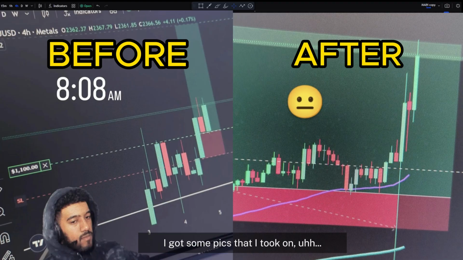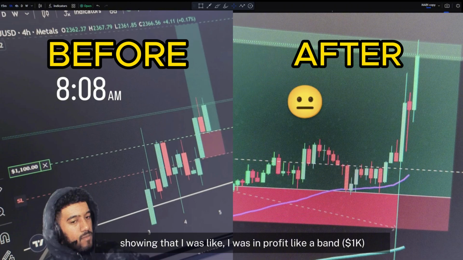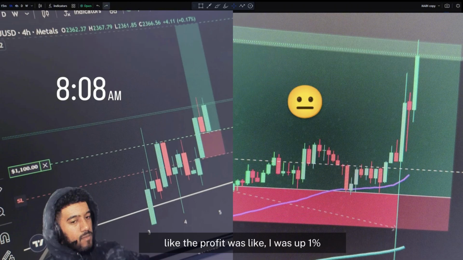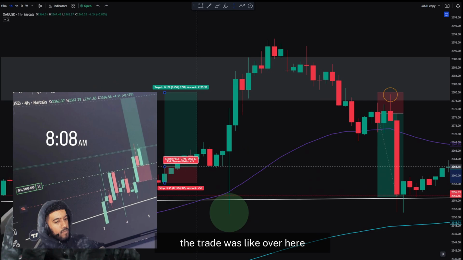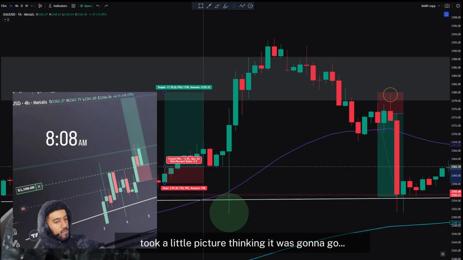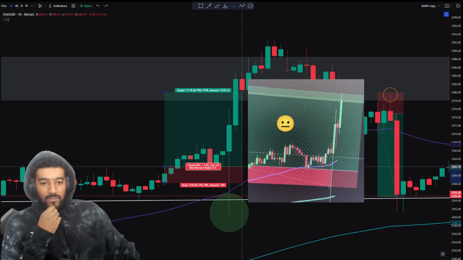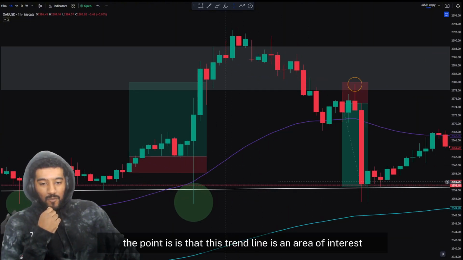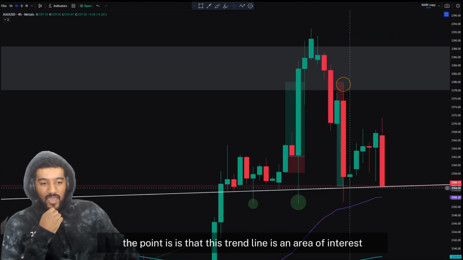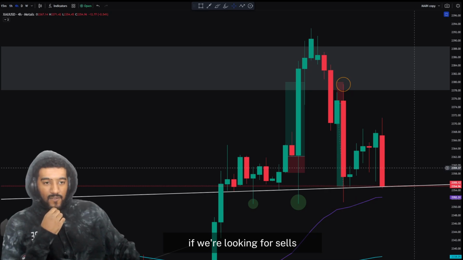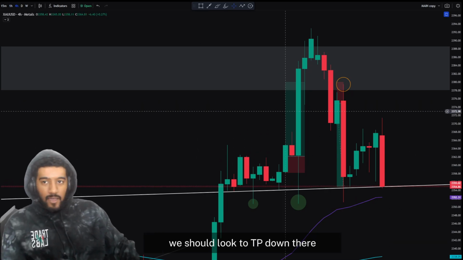I got some pics that I took on my Insta story showing that I was in profit like a band. Like I was up 1%. The trade was like over here. Took a little picture thinking it was gonna go, and then boom, right? So the point is that this trend line is an area of interest. If we're looking for sells, we should look to TP down there, and that's exactly what we did.